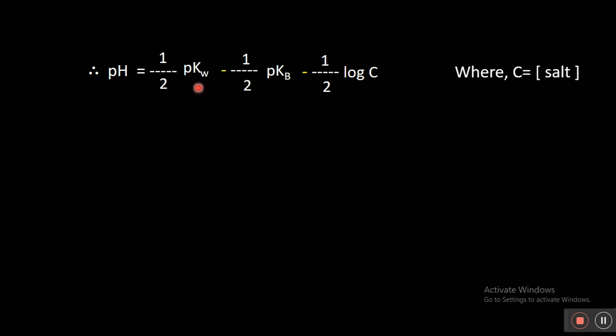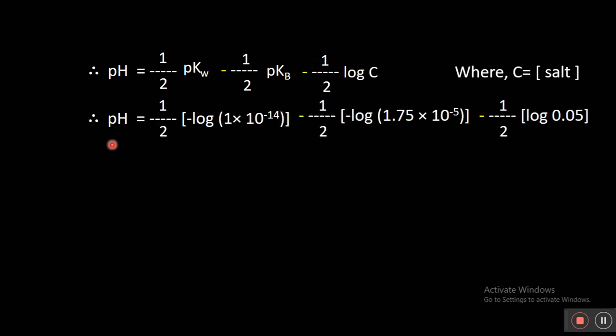Okay, pKw is equal to negative log of Kw. Kw means ionic product of water. pKb is equal to negative log of Kb. Kb is our equilibrium constant for base or dissociation constant of a base, and C stands for the concentration of salt. So let us put the value of pKw, Kb and C in this formula, and then we get, therefore pH is equal to 1 half log of Kw value is 1 into 10 raised to minus 14, Kb value is 1.75 into 10 raised to minus 5, and C is equal to 0.05.